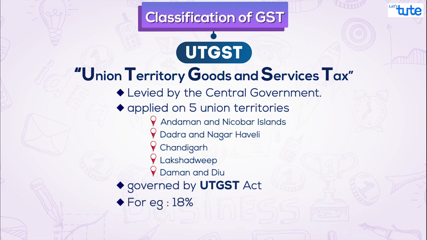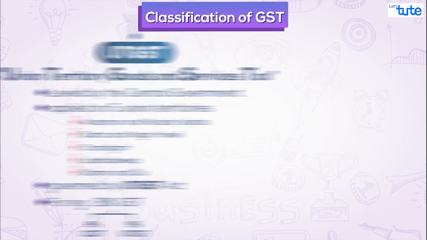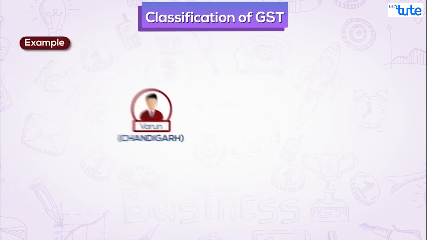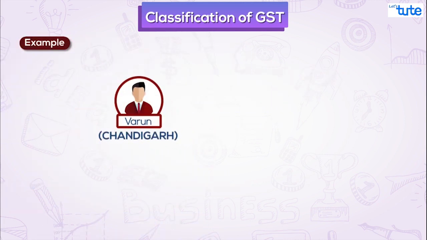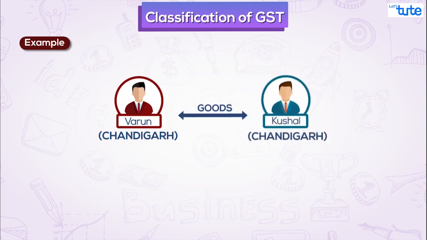UTGST contains the same tax rates as SGST, and just as SGST is added to CGST, in place of SGST, UTGST will be charged in addition to CGST. Let's take an example. Suppose Varun is a dealer in Chandigarh who purchased goods from Kushal in Chandigarh, which means it is a transaction within the union territory worth 10,000. The GST rate is, say, 18%.